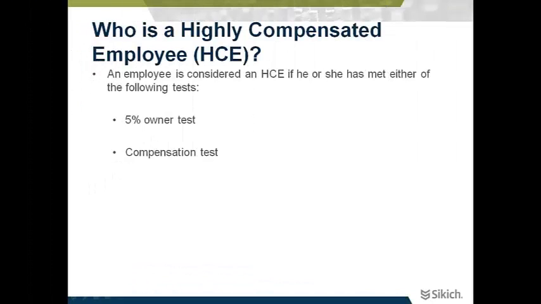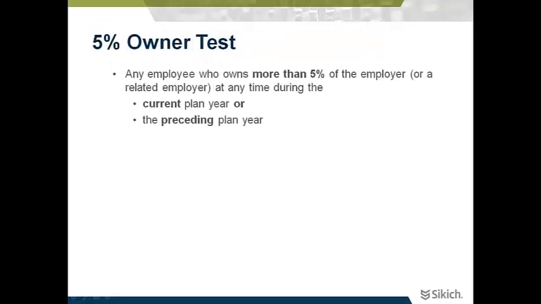Now let's talk about highly compensated employees, or as we call them, HCEs. If a plan discriminates in favor of highly compensated employees, it can't be considered qualified. There's two tests that we use for HCEs, the 5% owner test and the compensation test. Let's first look at the 5% owner test.